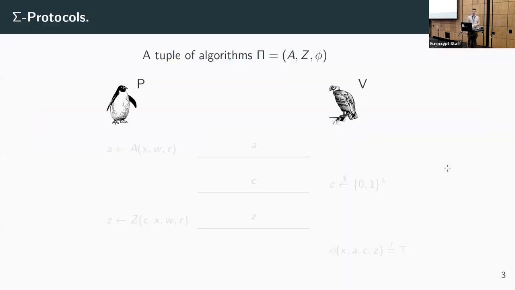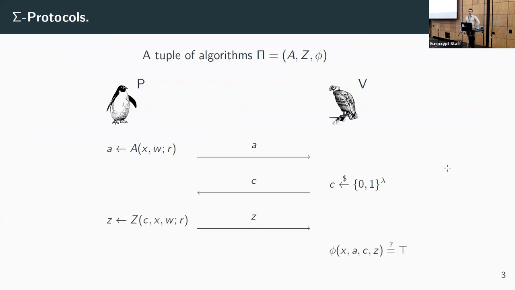So let's get started. A Sigma protocol is a three-round protocol. It consists of a tuple of algorithms, A, Z, and Phi, such that the prover starts by generating the first-round message, the commitment, using the statement, the witness, and some random tape. It sends this to the verifier. The verifier samples a uniformly random challenge and sends this to the prover, and then the prover finishes the transcript by generating the last-round message using the witness again and this challenge. And the verifier can check that the transcript accepts using Phi.